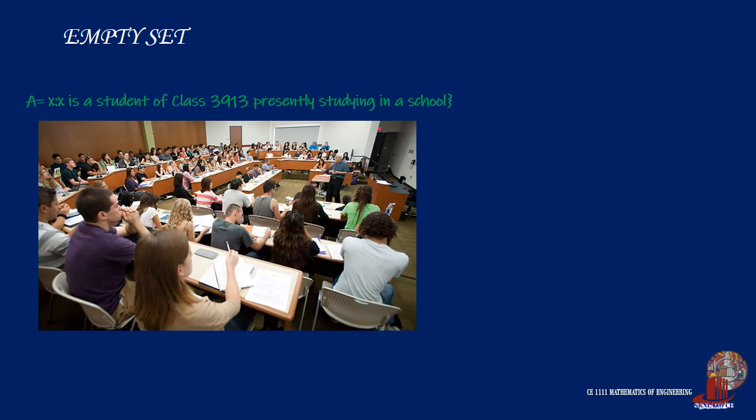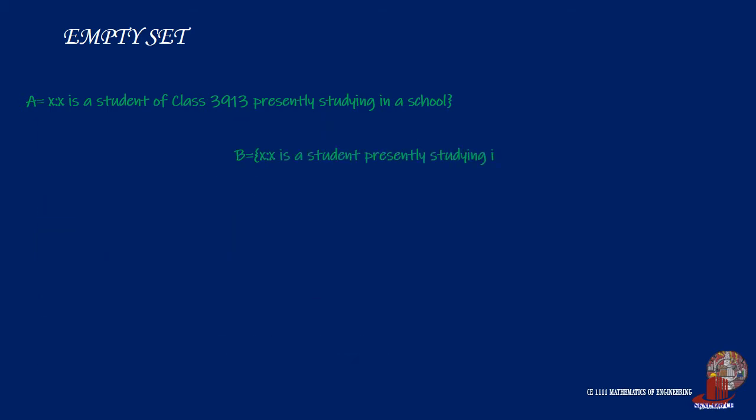Consider set A, which includes all the values of x, where x is a student of class 3913 presently studying in a school. We can go to the school and count the number of students presently studying in class 3913 in the school. Thus, set A contains a finite number of elements. We now write another set B as follows.